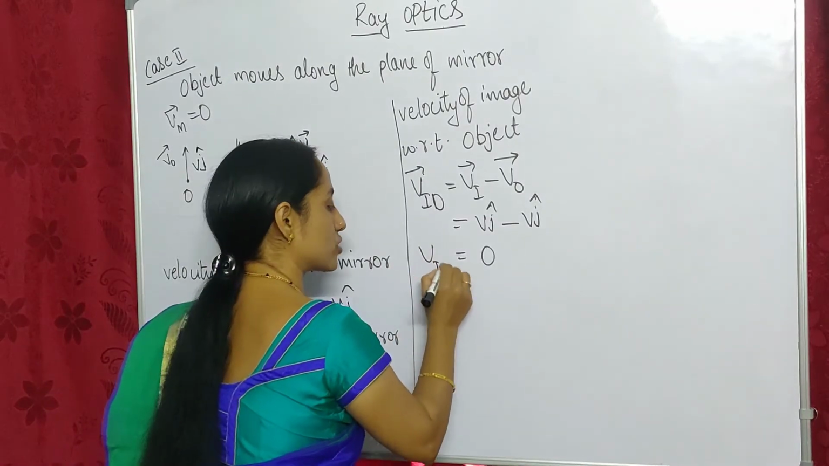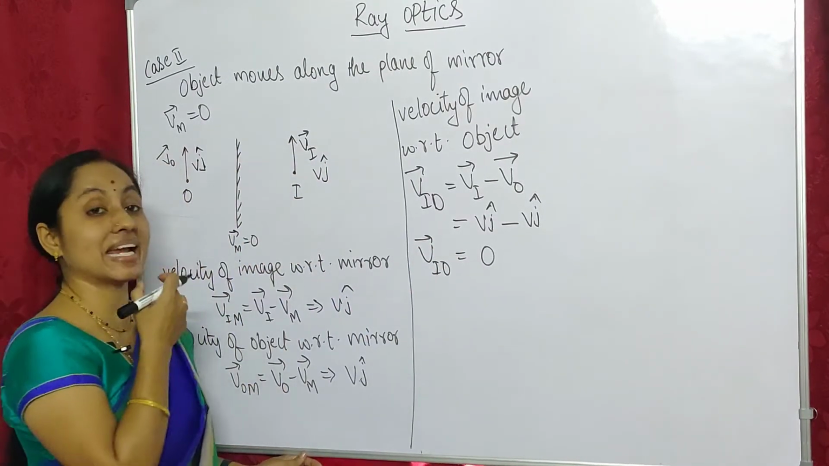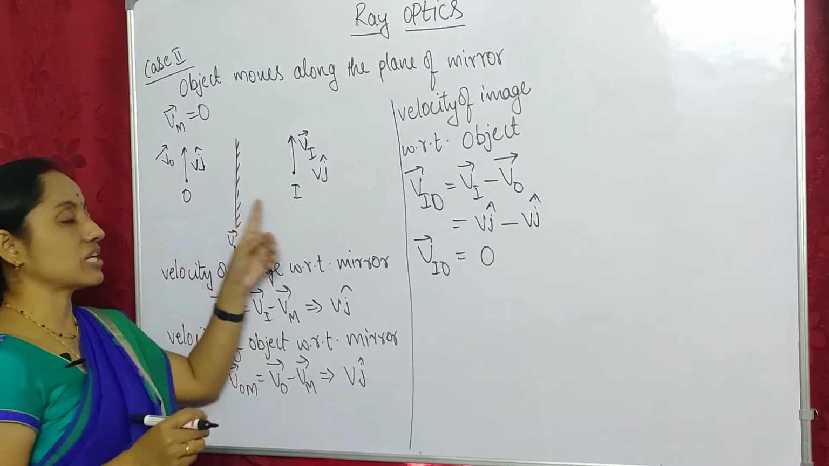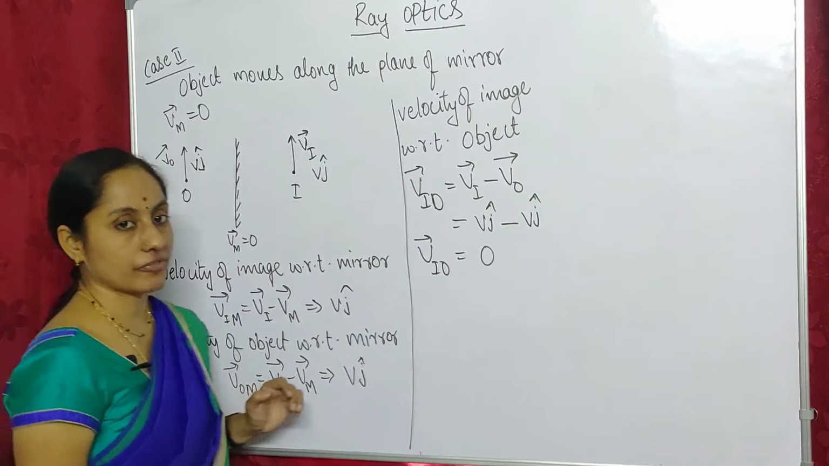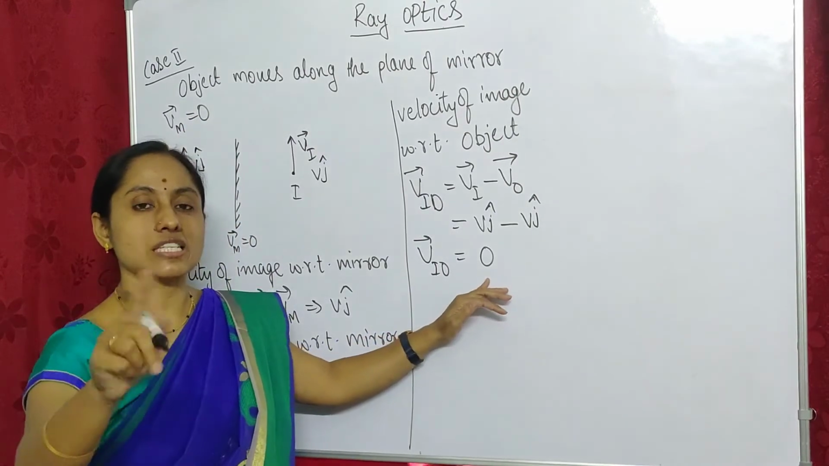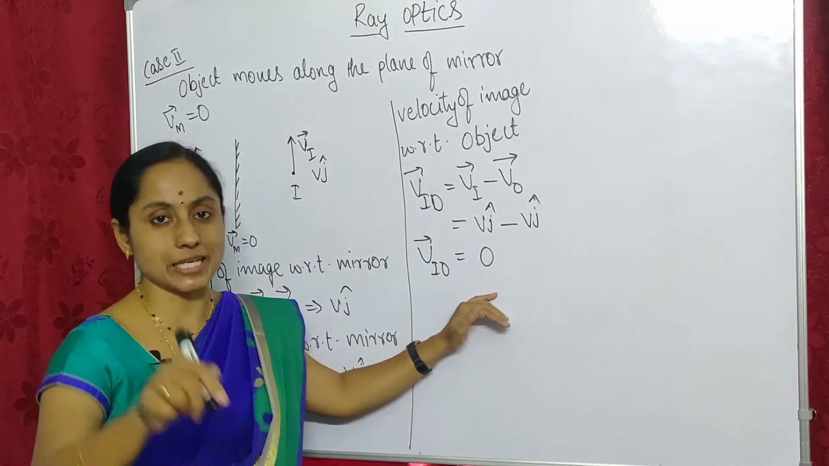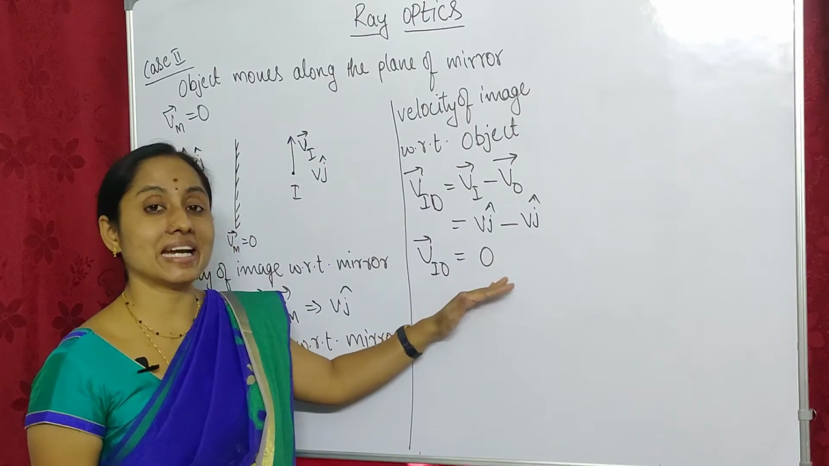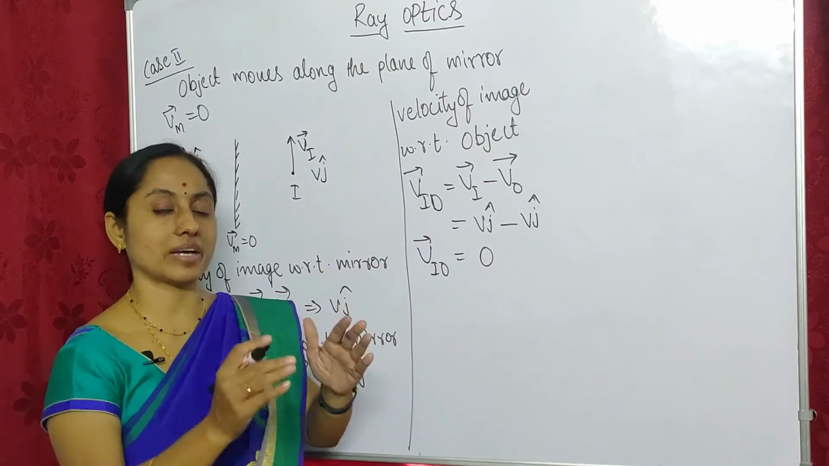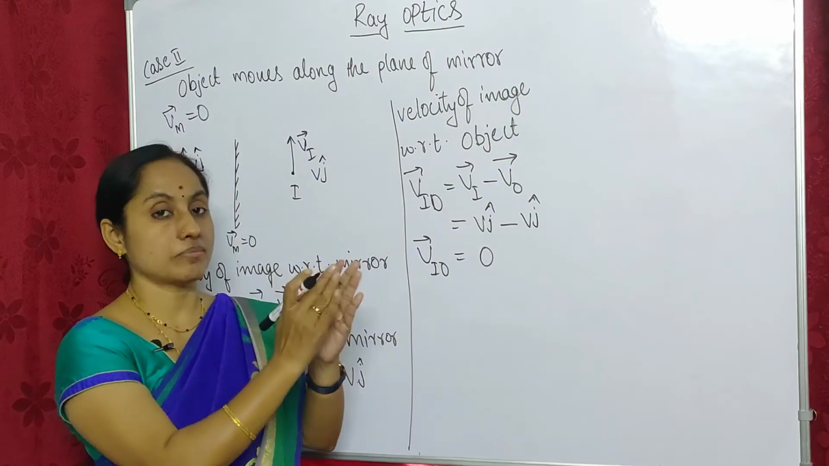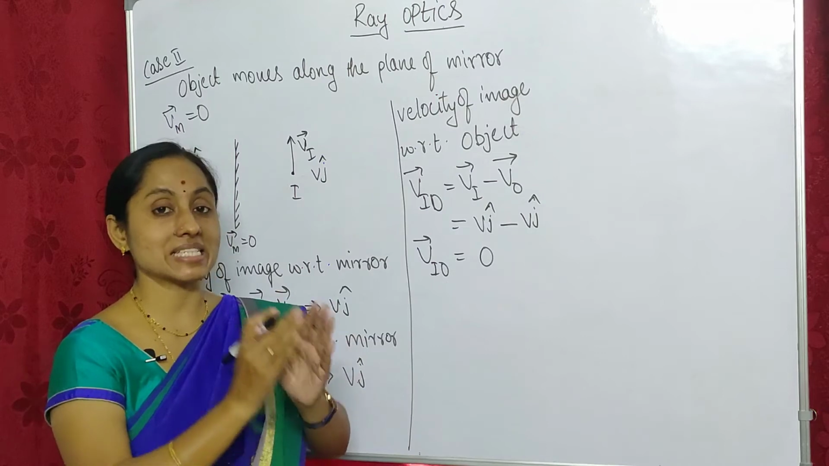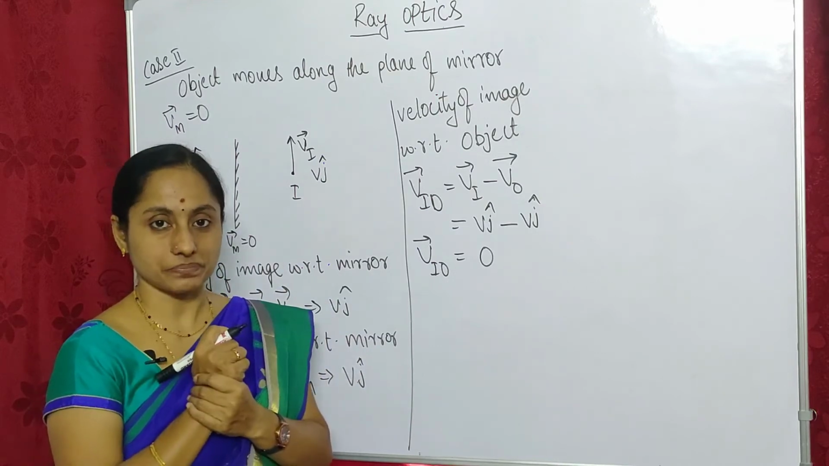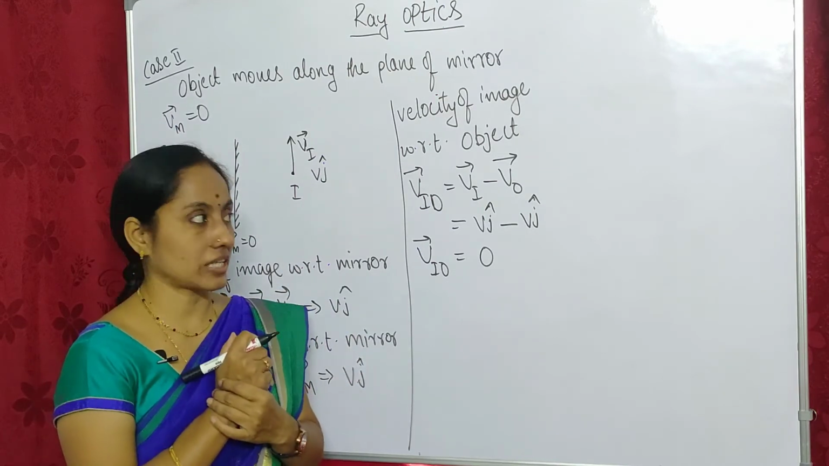So in this situation, there is no relative velocity between object and image. So when the object moves parallel to the plane of the mirror, the relative velocity between object and image is 0. That means whatever is the velocity of the object, the same magnitude and direction is the velocity of the image. I hope you all have got it cleared.